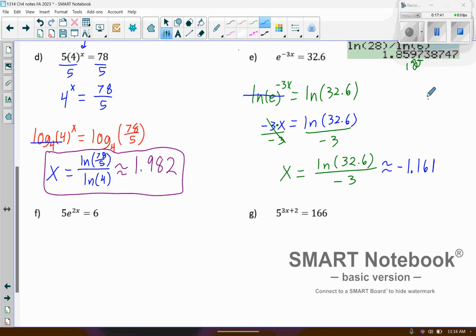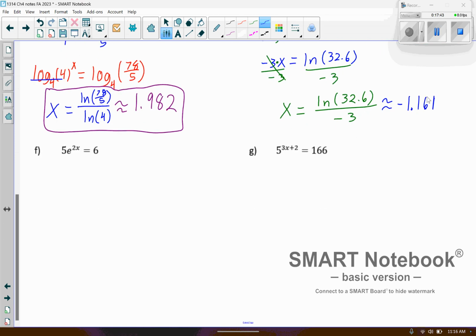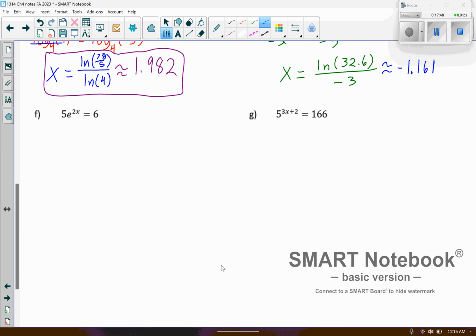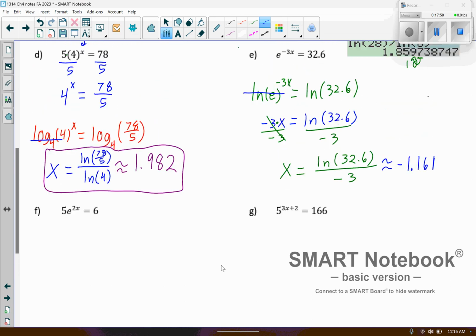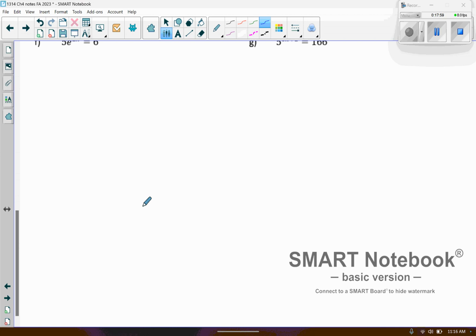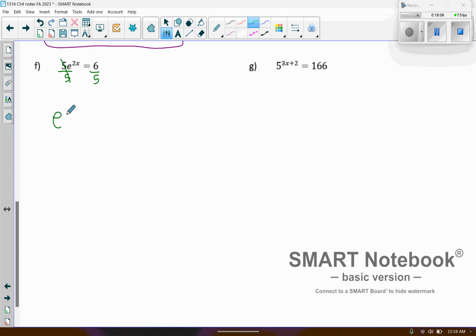All right, so we got 2 left here. And so F, kind of similar to the one we just did, like example D, I'm going to have to divide both sides by 5 to get going. So that's what we'll do here. We'll divide by 5 here and here. So that cancels out. So we've got e to the power of 2x equals 6 over 5.